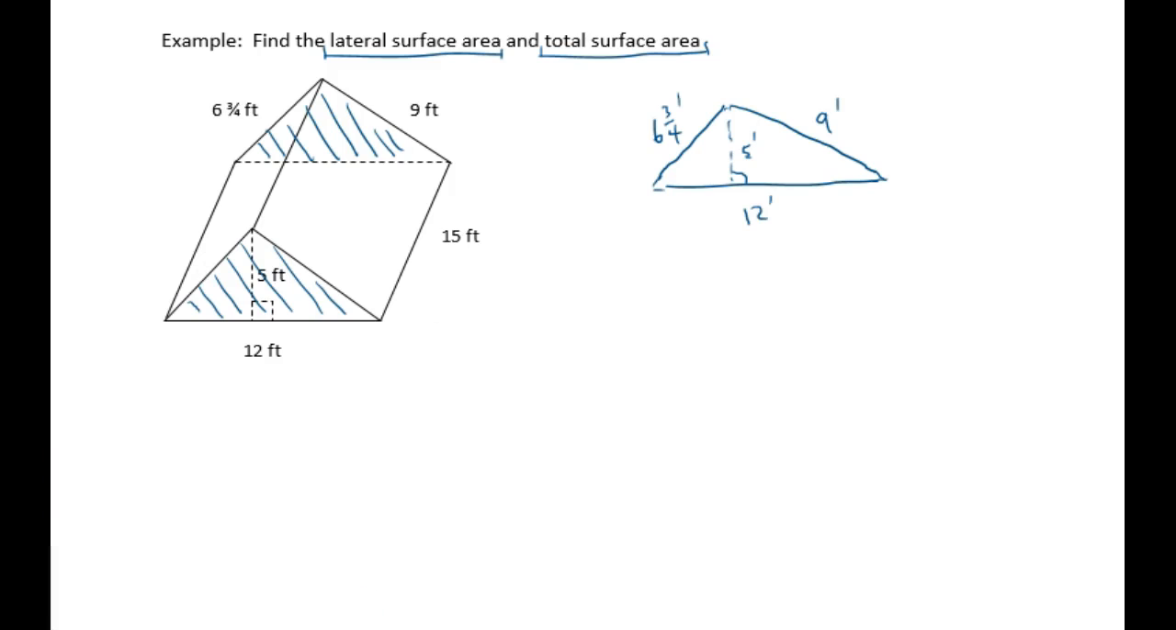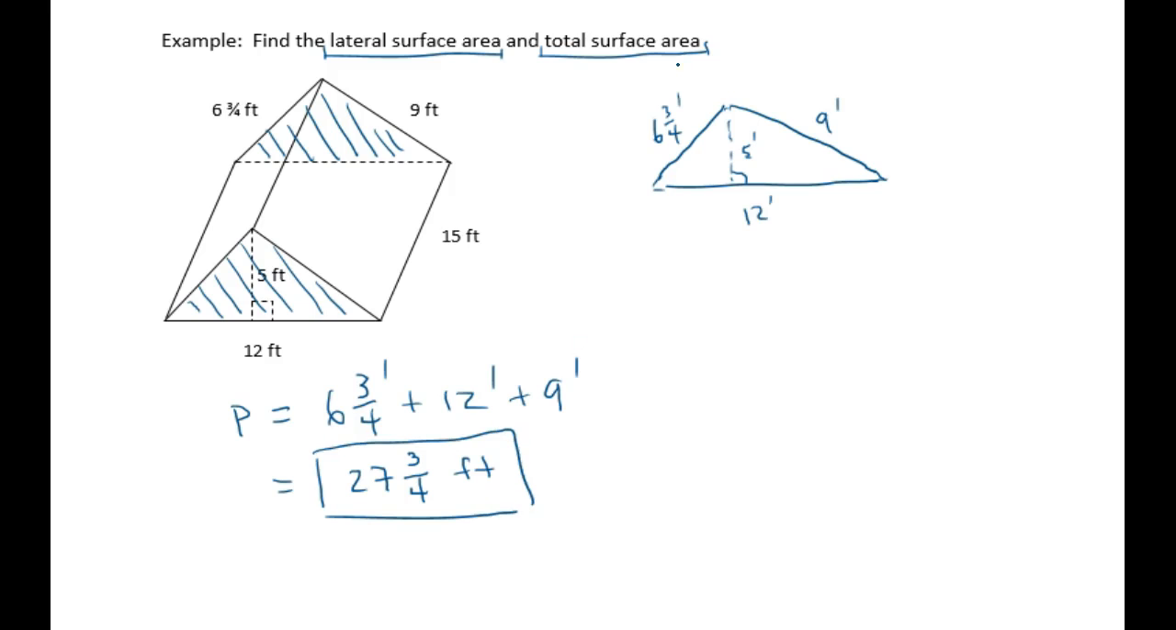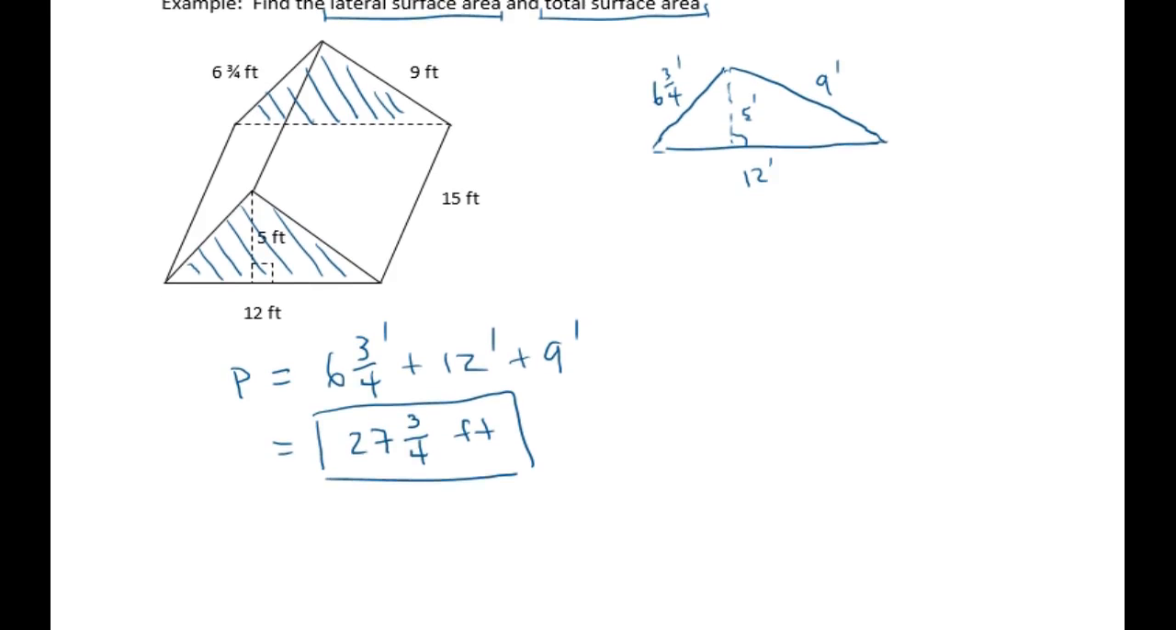So starting with the perimeter, it's just adding up the outsides. So we have 6 3/4 plus 12 plus 9. In the end, when we add all those up, we have 27 feet and 3/4. If you prefer to write that in decimal form, you can, but our original question had a fraction in it, so I'm going to leave it in fractional form.